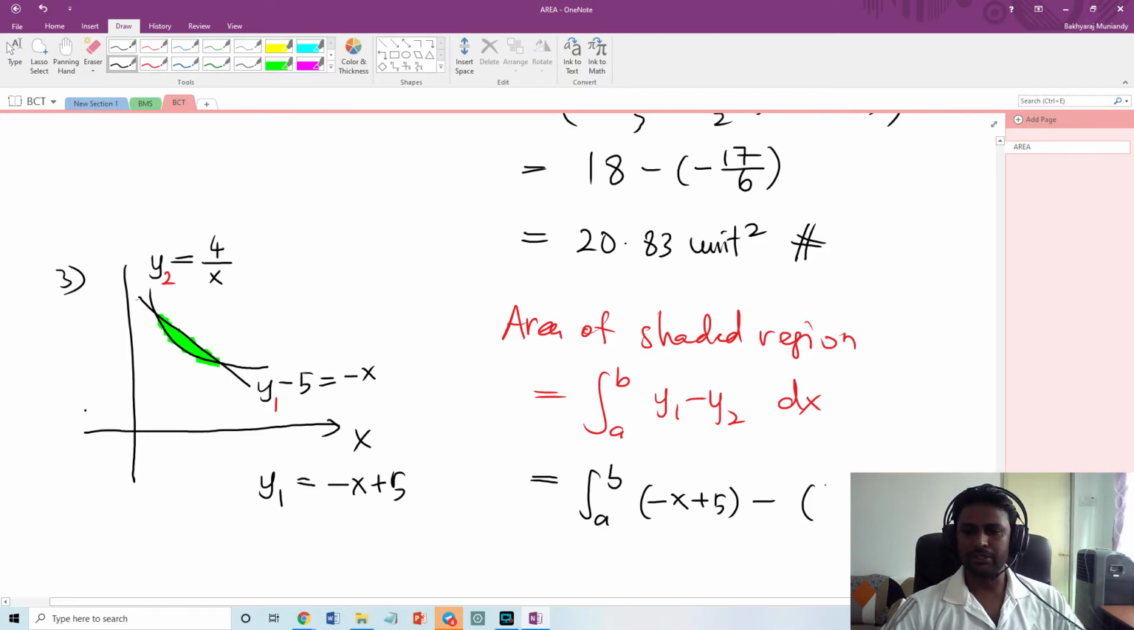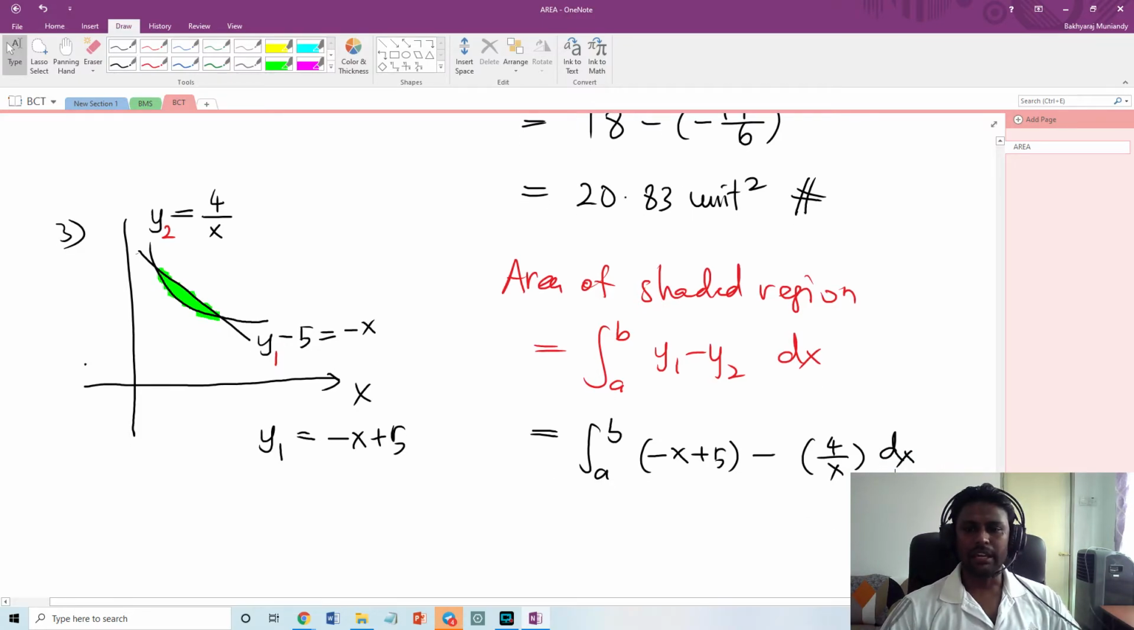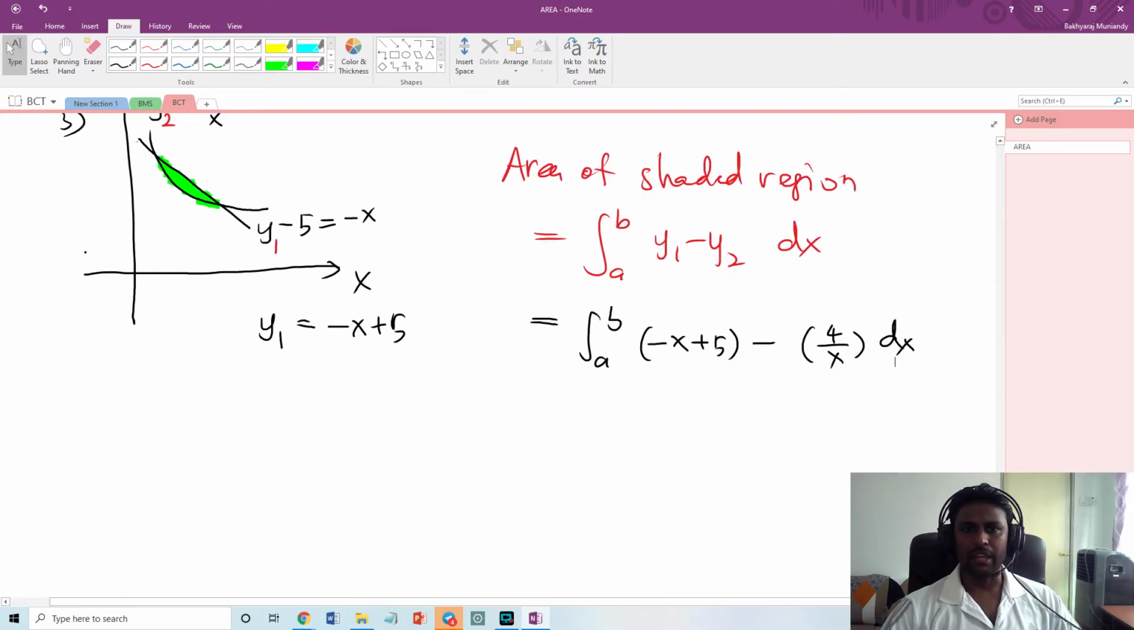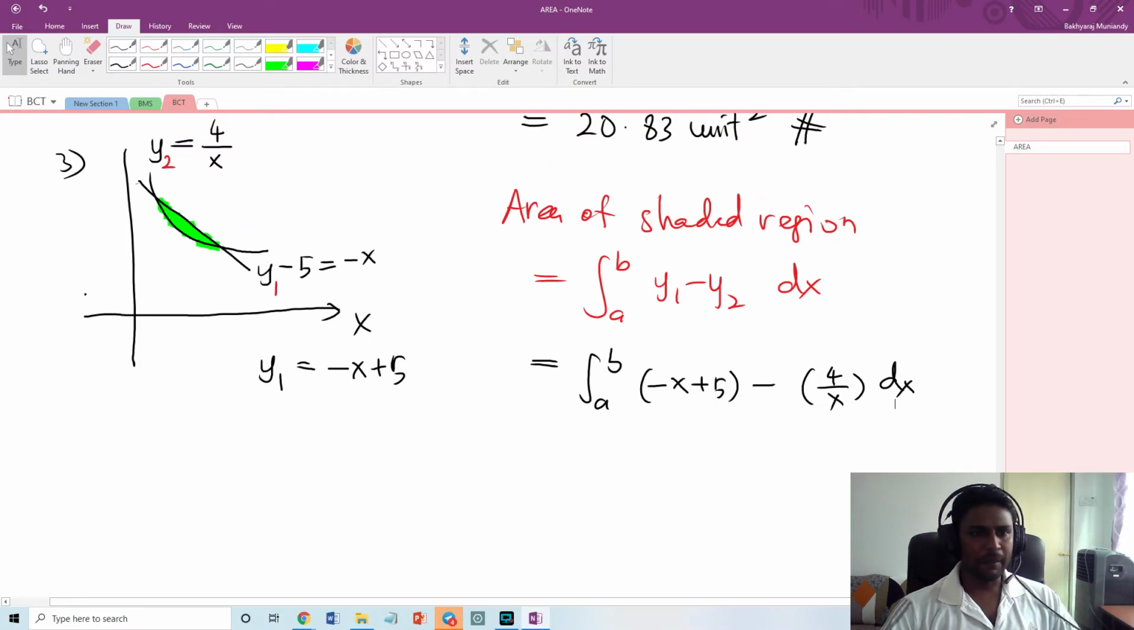Correct. Okay, so here I get 4x dx. Next part, I'm trying to go for the limit here.